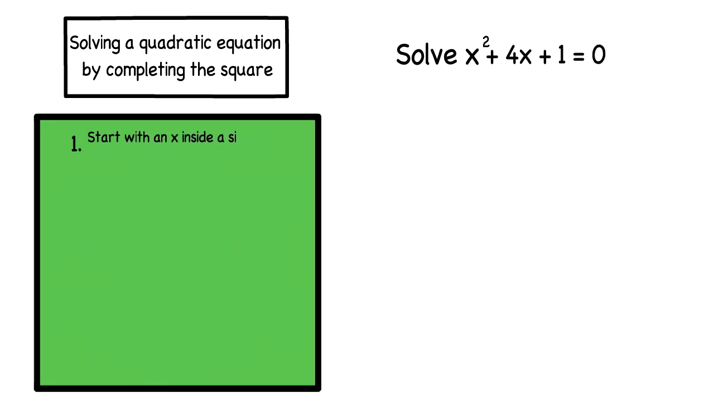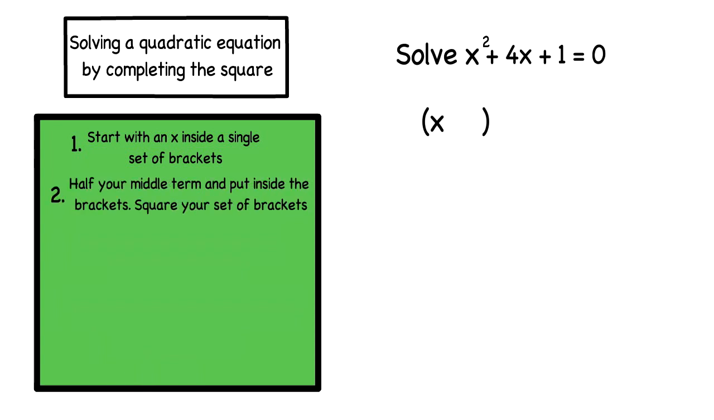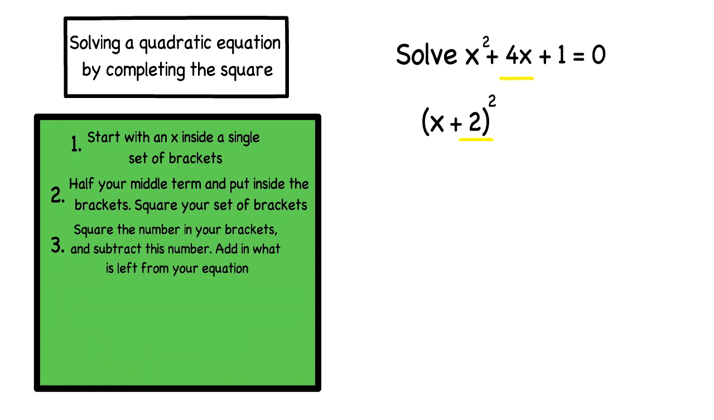The first thing we need to do is start with an x inside a single set of brackets. The next thing you have to do is half whatever your middle term is. We've got a +4 there, so I'm going to half that and make it a +2. You put that in the brackets and square that set of brackets. The next step is to square the number that you just wrote down. We wrote 2, so I'm going to square that and make it 4. And then you take that number away.